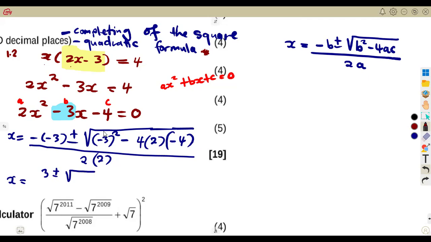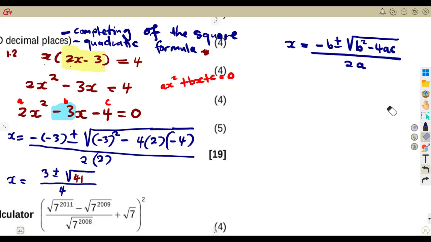This is what I'm trying to say. Simplify these numbers that are under the square root. That was going to give us a 41. Only the numbers under the square root, not the square root itself. That was going to give you a 41. Then 2 times 2, which is a 4.